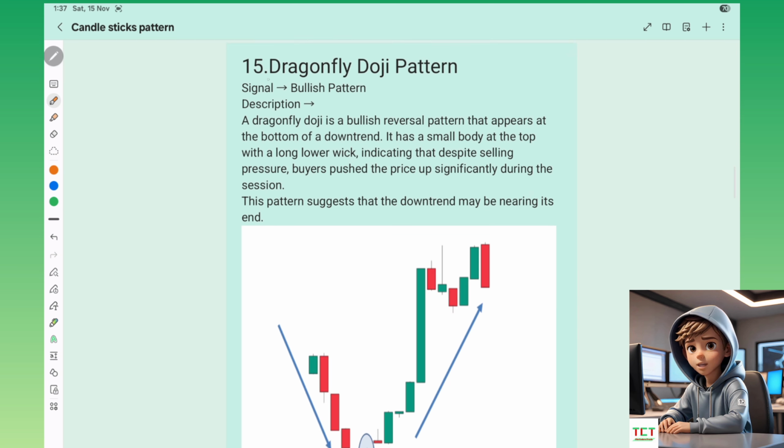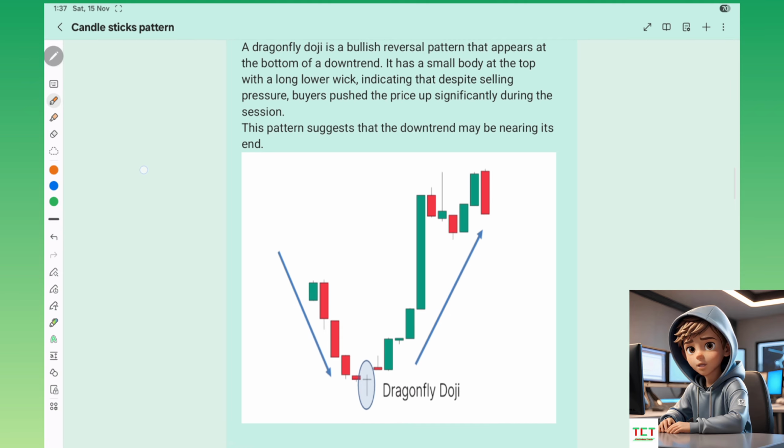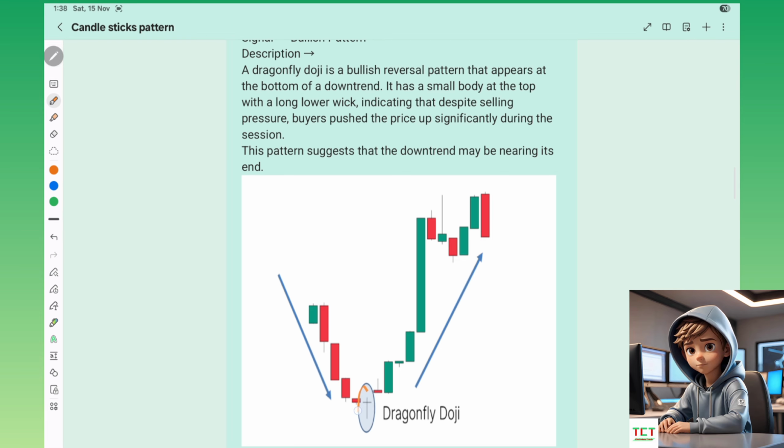Finally, let's talk about a beautiful pattern called the dragonfly doji. The name dragonfly comes from how it looks like a dragonfly with wings. This is a single candlestick pattern, and it's very powerful when it appears at the right place. So what does a dragonfly doji look like? It has a very small body at the top. Almost no body actually. The opening and closing prices are almost the same. But here's the distinctive feature. It has a very long lower wick and little to no upper wick. It literally looks like a T shape, or like a dragonfly with its body at the top and a long tail below.